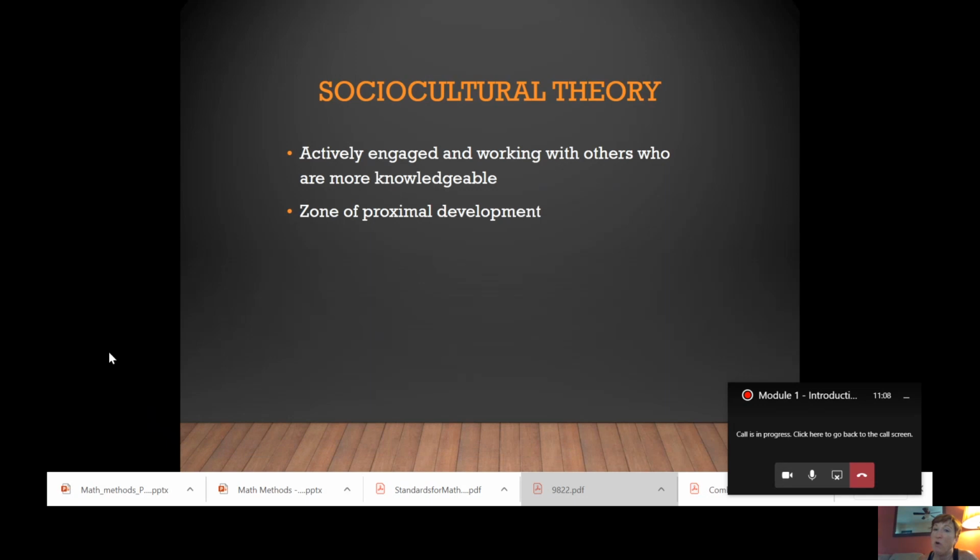And then we have the sociocultural theory. This is Vygotsky. Actively engaging and working with others who are more knowledgeable. So that's why putting students with peers can be very helpful. And this is this whole idea of the zone of proximal development. So maybe students may not be able to work with some math concepts alone, but they can do it with scaffolding and with support.